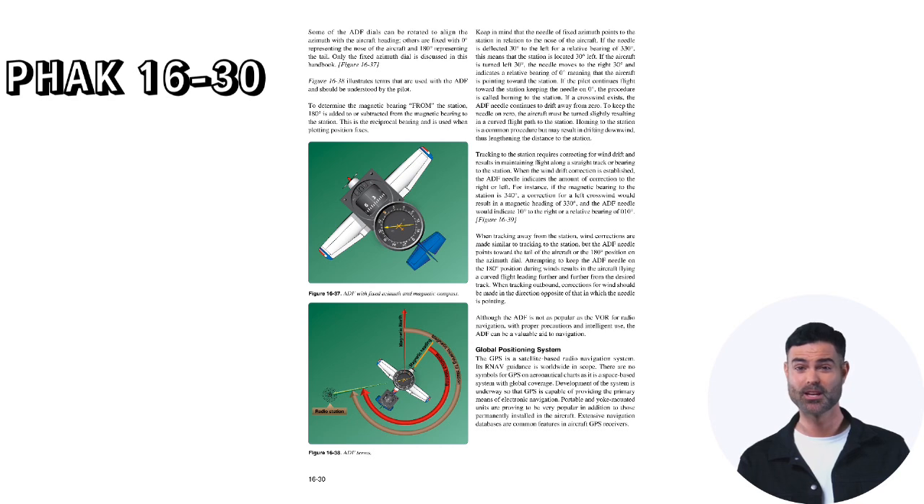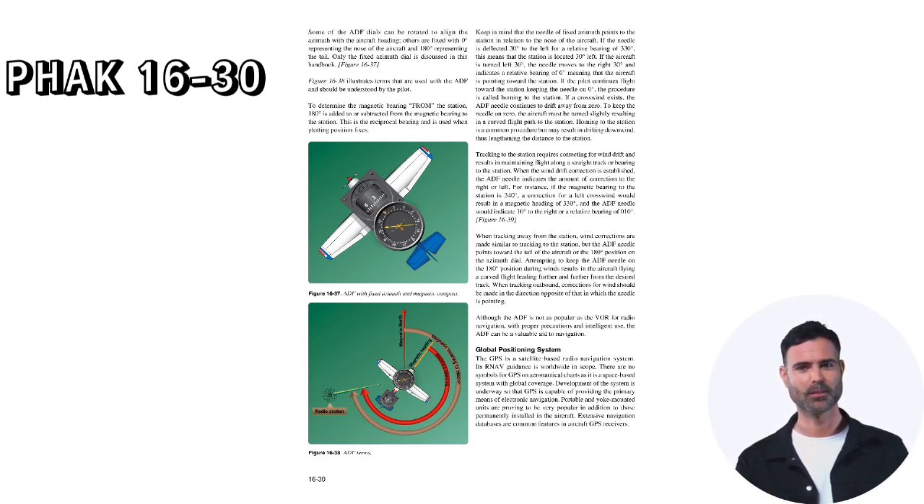When tracking away from the station, wind corrections are made similar to tracking to the station, but the ADF needle points toward the tail of the aircraft, or the 180 degrees position on the azimuth dial. Attempting to keep the ADF needle on the 180 degrees position during winds results in the aircraft flying a curved flight, leading further and further from the desired track. When tracking outbound, corrections for wind should be made in the direction opposite of that in which the needle is pointing. Although the ADF is not as popular as the VOR for radio navigation, with proper precautions and intelligent use, the ADF can be a valuable aid to navigation.